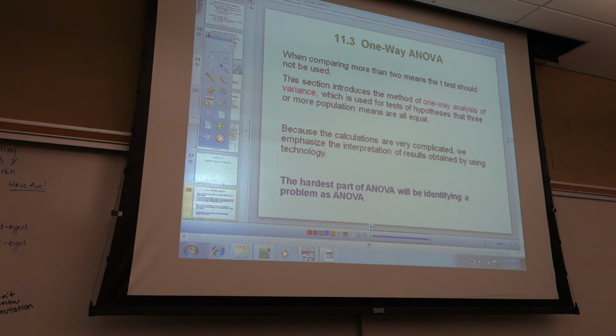So ANOVA, can you flip it back over to that one? How about Omar? You haven't read for us for a while. Go ahead and read. When comparing more than two means, the t-test should not be used. This section introduces the method of one-way analysis of variance, which is used to test hypotheses that 3 or more population means are all equal. Because the calculations are very complicated, we emphasize the interpretation of results obtained by using technology. The hardest part of ANOVA will be identifying a problem as ANOVA.